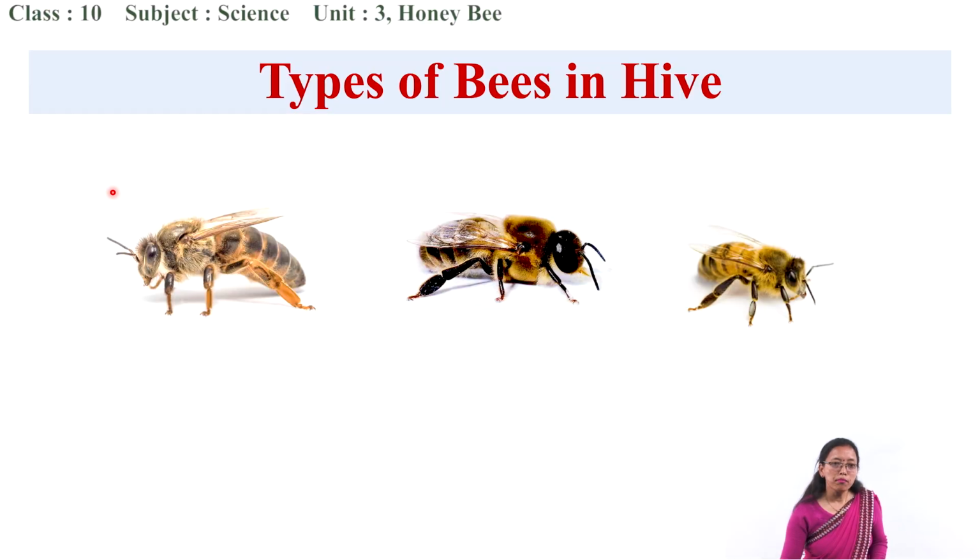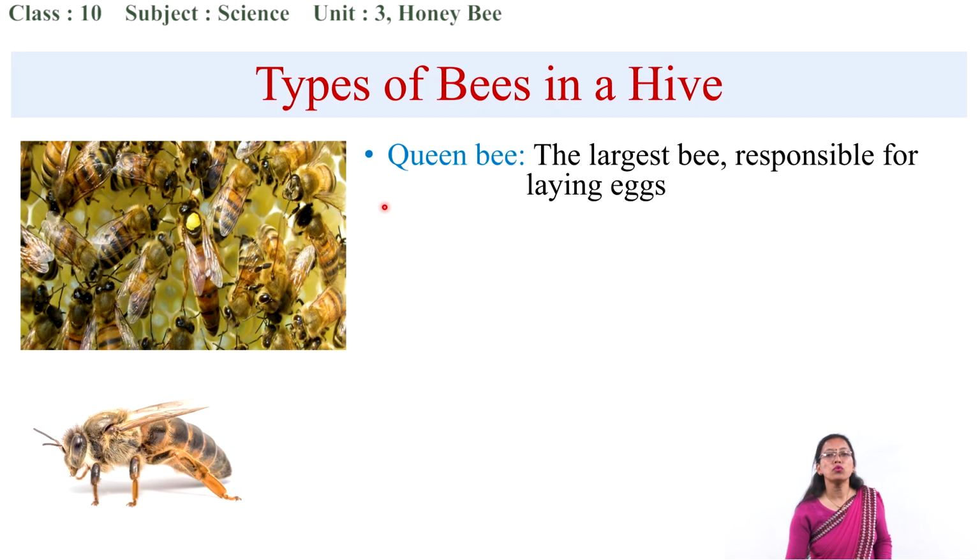If we see individually, one bee is somewhat elongated, somewhat smooth, and another one is somewhat fatty. We can see it is very fatty and it has many hairy outgrowths. And another one is very small. There are mainly 3 types of bees we can see here. And what are those types of bees?